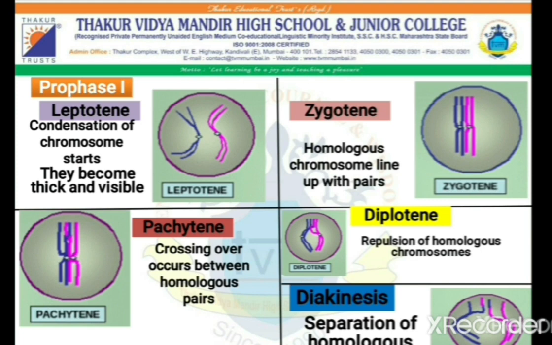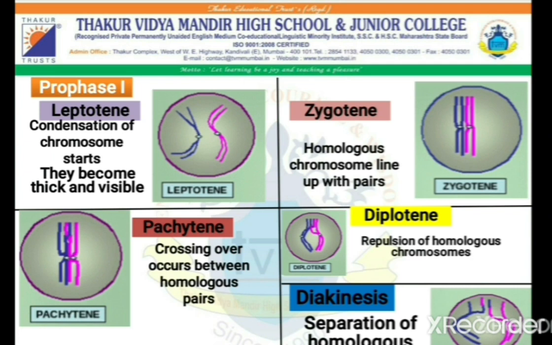So these are the 5 stages of prophase 1. The first is called leptotene, where the condensation starts. The second stage is called zygotene, where the pairing takes place. The third stage is called pachytene, where the crossing over takes place. The fourth stage is called diplotene, where the repulsion of the chromosomes takes place. And the last stage is called diakinesis, where the separation of the homologous chromosomes is carried out.